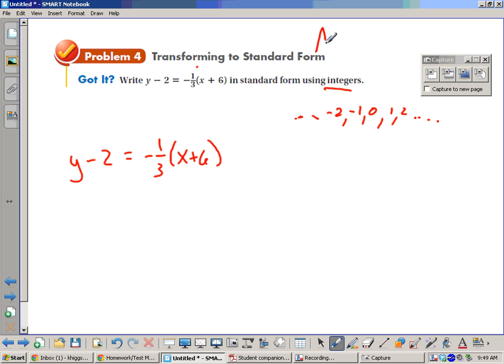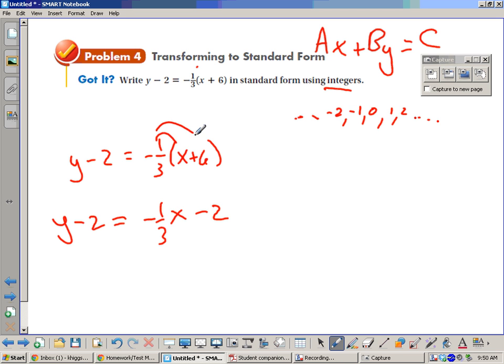So we're going to try to get this into standard form, ax plus by equals c. So we distribute, we get negative 1/3 x. Negative 1/3 times 6 is going to be negative 2. So I just distributed. All right. Now we're going to get the x's on the same side. So in this case, we're going to add 1/3 x, so that we get 1/3 x plus y minus 2 equals negative 2.